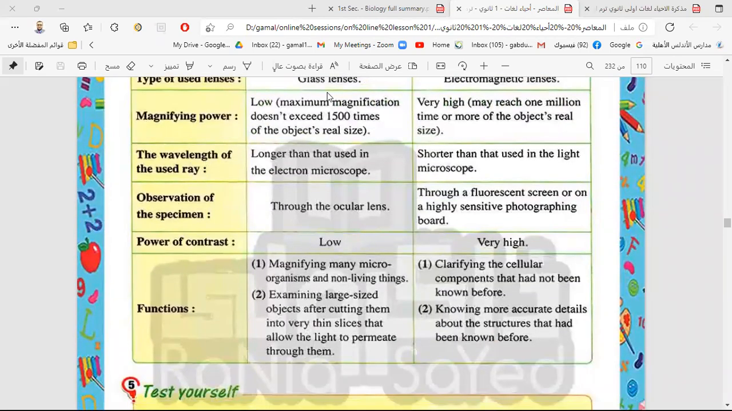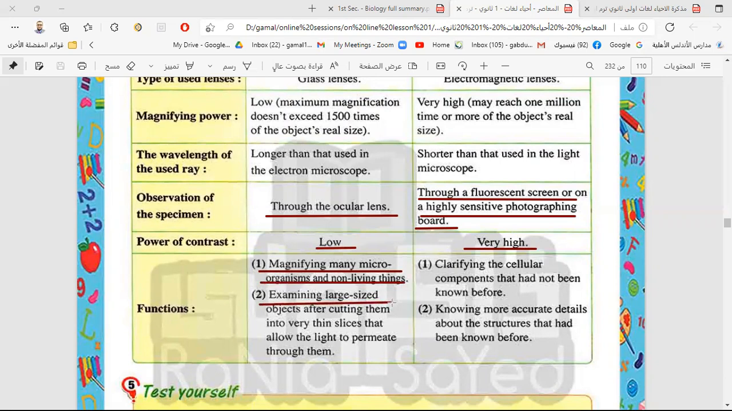طبعا الالكترونيك مايكروسكوب اقوى بكتير. Observation of the specimen we can't see through the ocular lens، لكن we can see the specimen here on a fluorescent screen or highly sensitive photographic board. الباور اوف كونتراست هنا لو كونتراست باور، وهنا فيري هاي كونتراست باور. طبعا الفانكشن magnifying microorganisms, non-living organisms, examining large size cells and tissues, mix slides and examine it, but not more than 1500 times. لكن هنا I can see more clearly define the cellular components which cannot be seen by the light microscope, and to know more accurate details about the structure of the cell which we didn't know before.